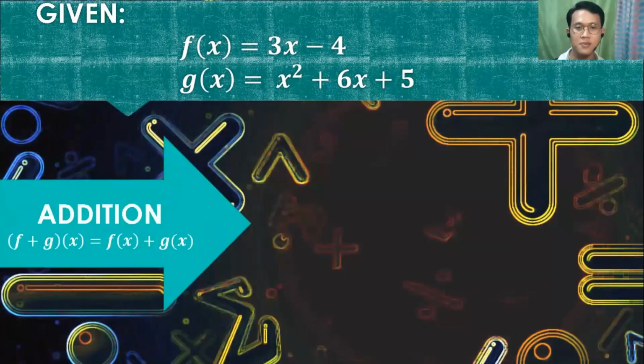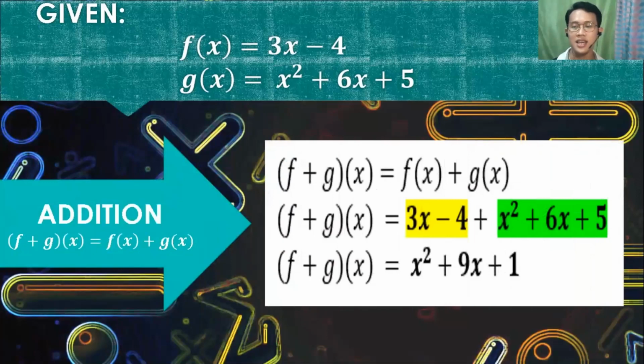Following its operation. Okay, here you go. As you can see, the quantity of f plus g times x is equal to f of x plus g of x. So all you need to do is to substitute there the function of f of x and then the function of g of x. Our f of x here is 3x minus 4 according to the given, plus our g of x, which is x squared plus 6x plus 5.